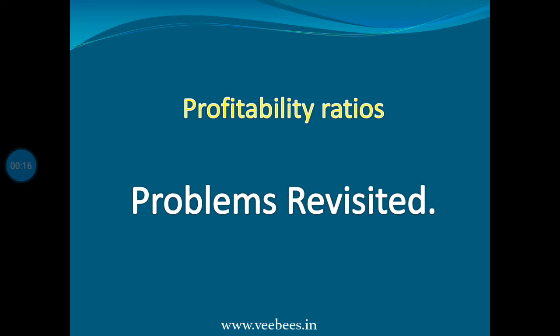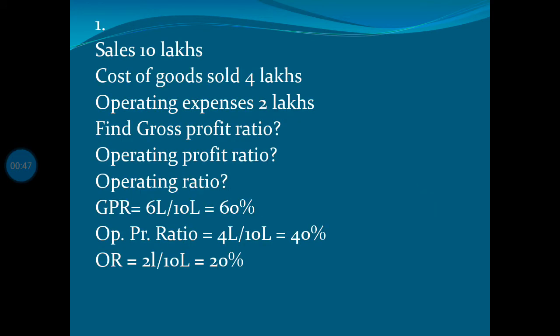We know there is no need to repeat the profitability ratios, especially the general profitability ratios, because everything is calculated based on sales. For example, gross profit ratio is calculated as gross profit divided by net sales. Then net profit ratio is calculated as net profit divided by net sales. For everything we will take sales. So we are moving through some more problems.